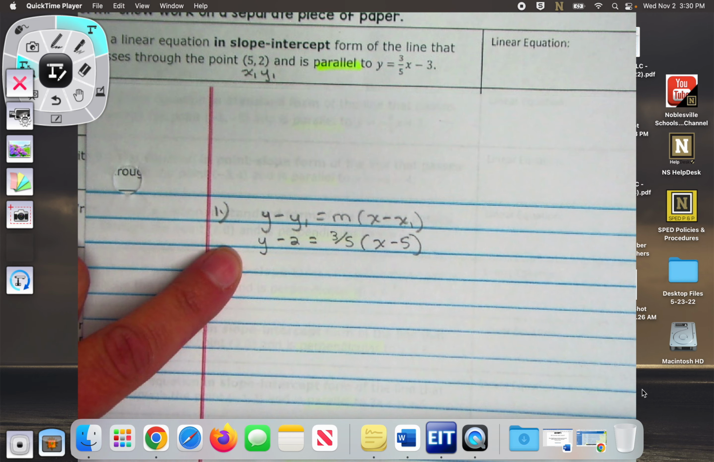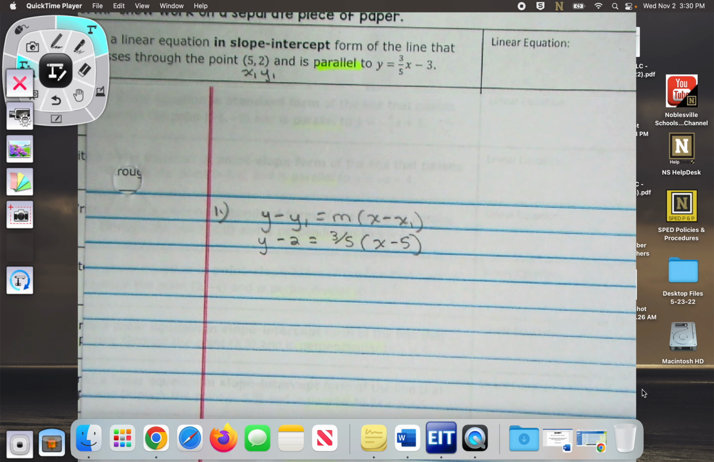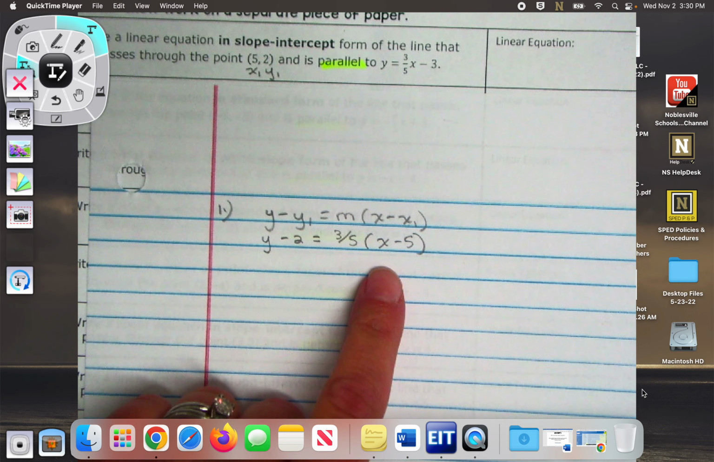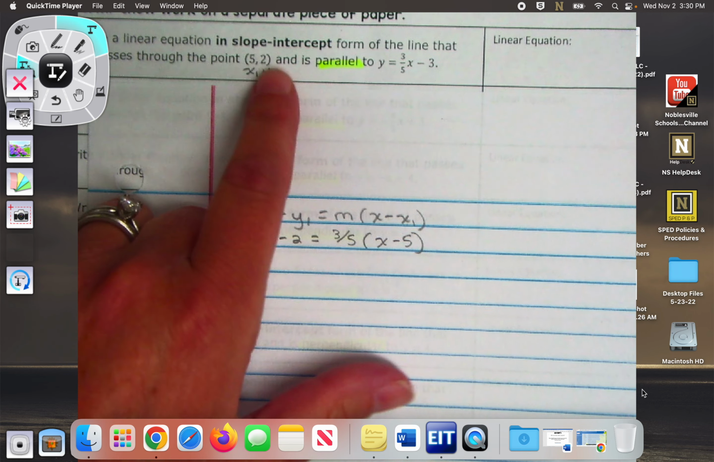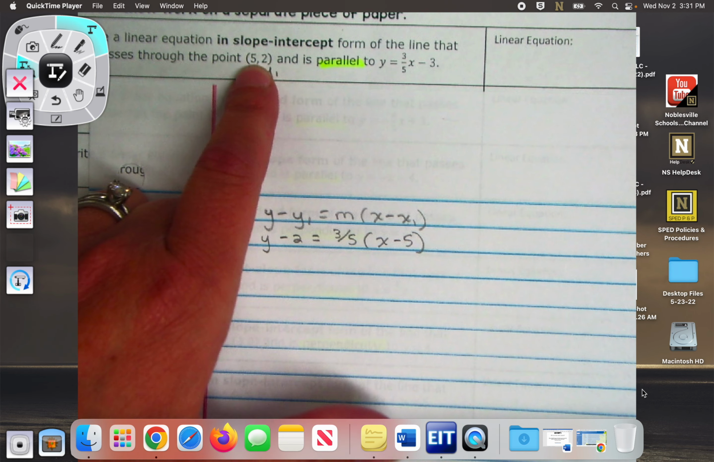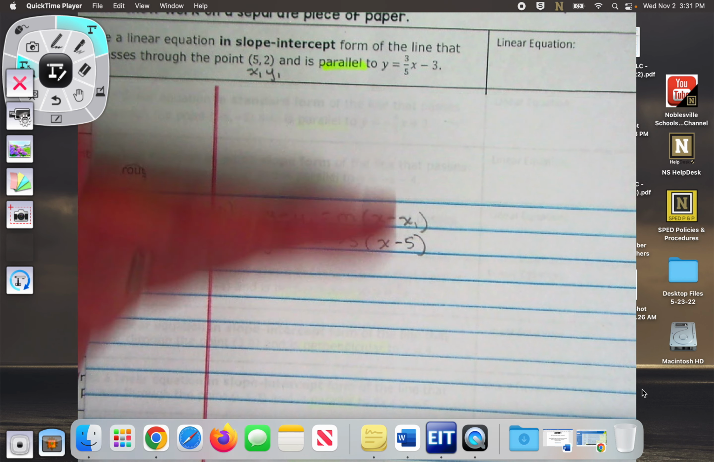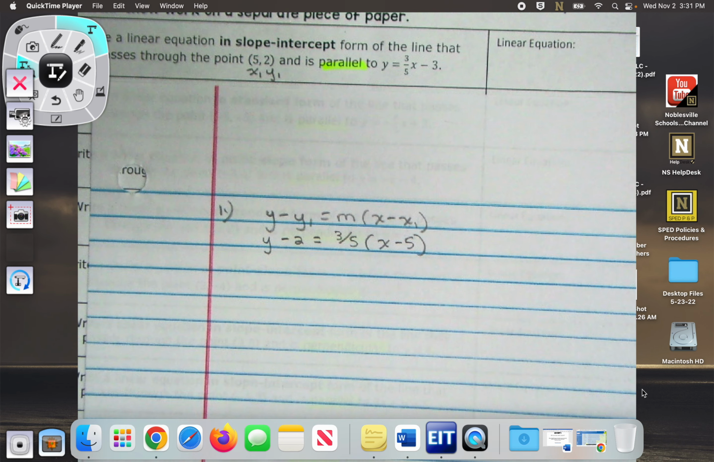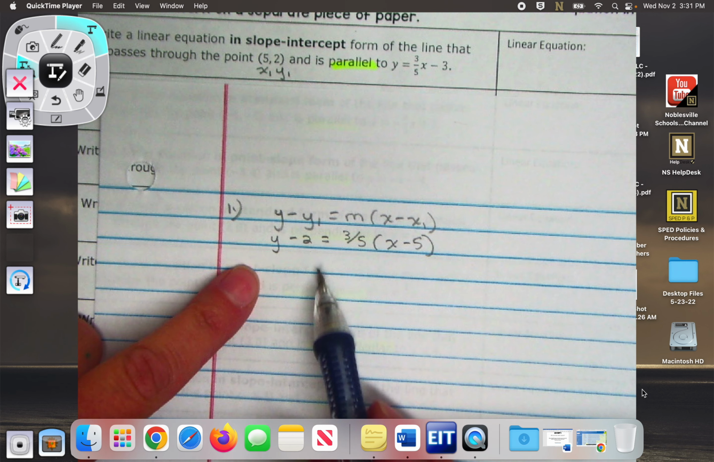Yes? We're getting there. We can't get to slope-intercept form until we use point slope. We don't know what the y-intercept is, so we can't just use that. So we have to take a different route. So you're right. Now I have it in point slope form, but I need my answer in slope-intercept, so I'm going to change this into slope-intercept.